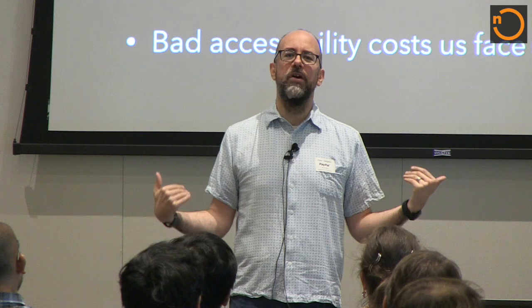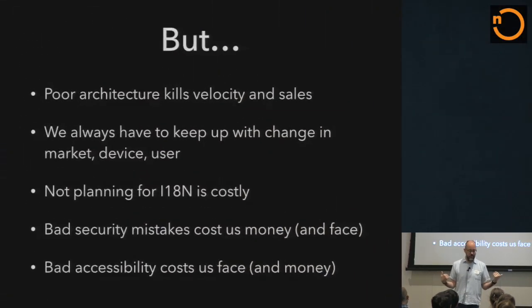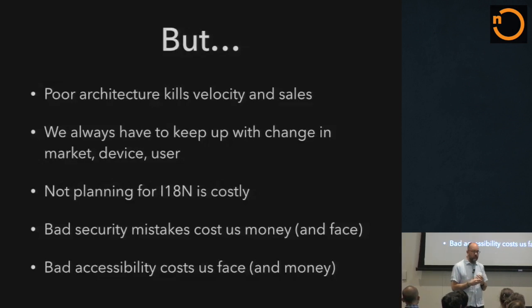So we go through all these things. At the same time, though, we know, right? Poor architecture kills velocity. It kills sales at times, too. We have to keep up with every change in market, every change in user, every change in device. If we don't plan for internationalization, we know it's costly. Lord help us if we have to do it in German. Bad security mistakes have cost us money and face. How many times does that happen every week? And on the accessibility side, it costs us face and it costs us money.